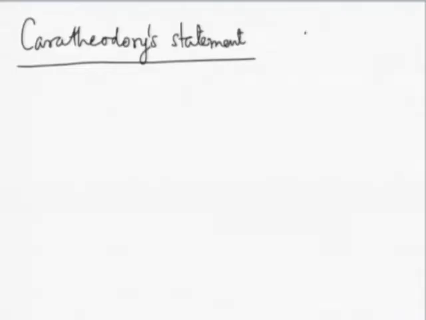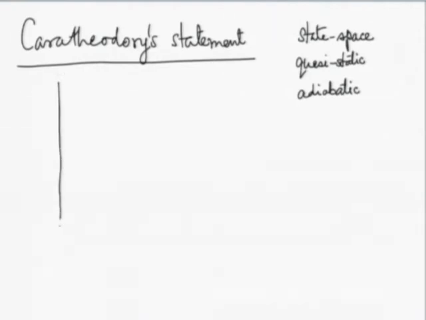We understood what is meant by a state space. We have understood what is meant by a quasi-static process. We have understood what is meant by an adiabatic process. What Carathéodory's statement says is the following. Let me write x1, x2, or you can even write P, V if you feel like. I would prefer to write x1, x2. He says that consider a state of any system.